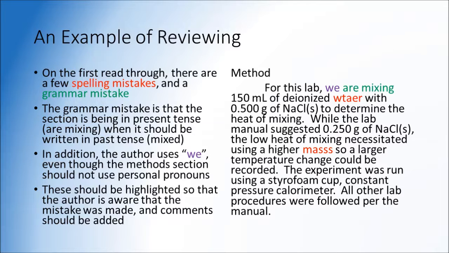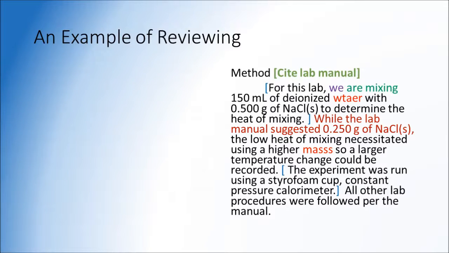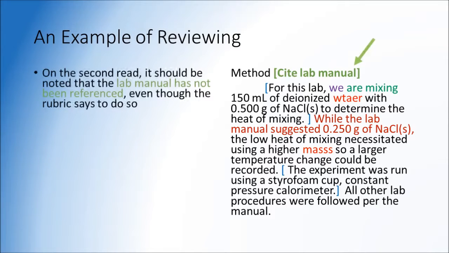What about the second? On the second read-through, we note that the lab manual hasn't been cited, which we will note here. This didn't come up in the first read because we need to read the entire method section to see that it was never cited. Since this is in the rubric, it's best that we make a comment.